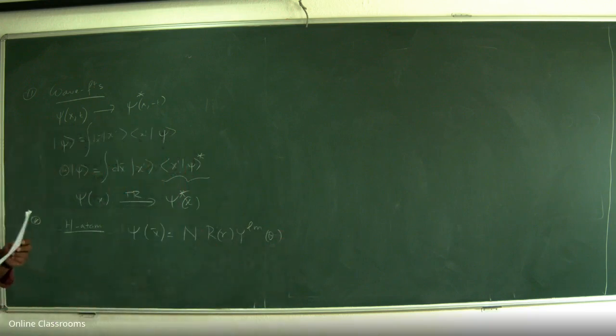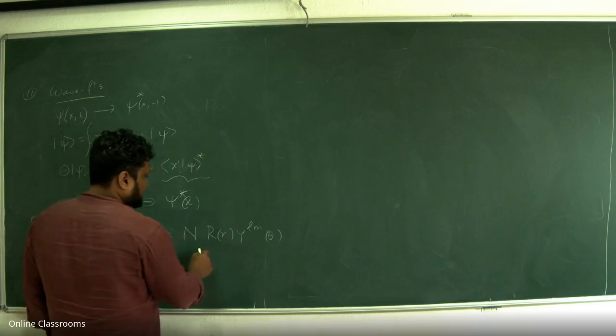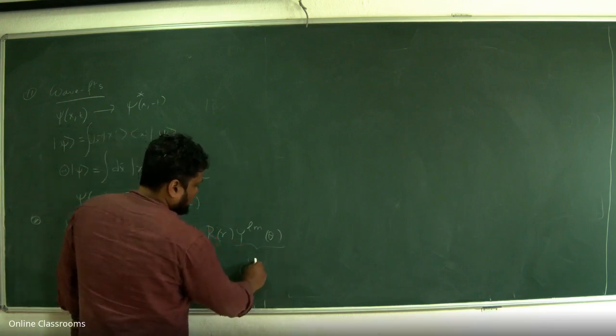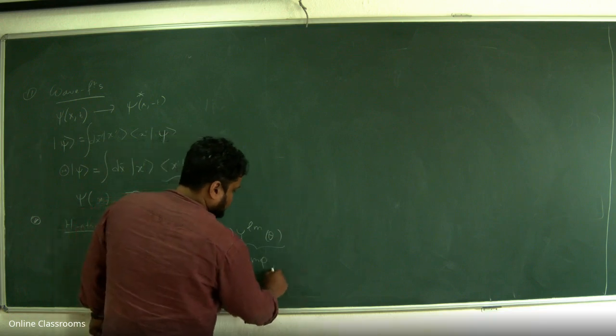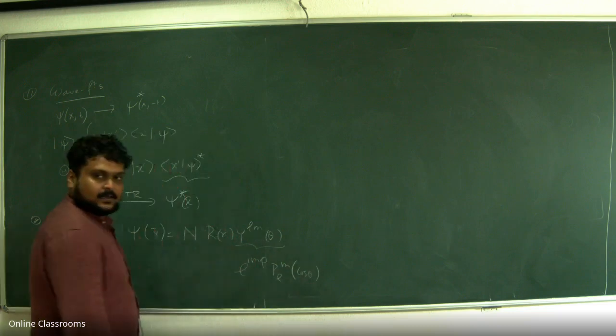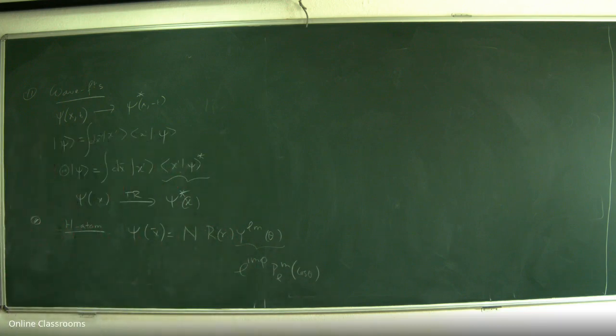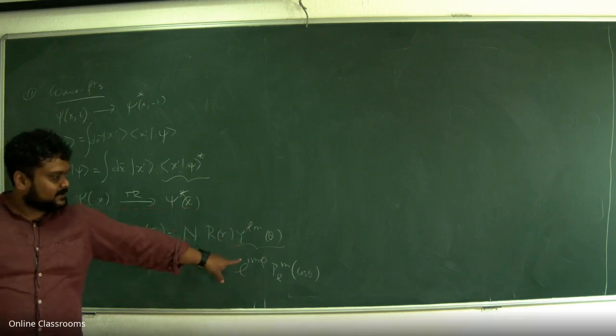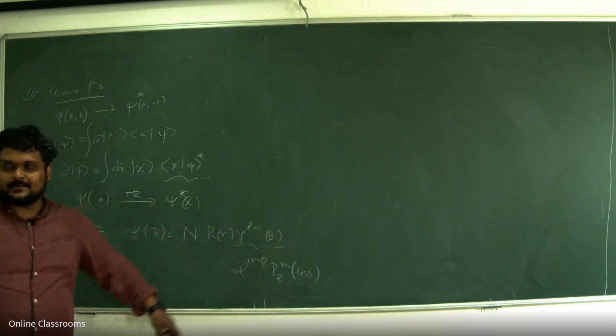okay, and Y_lm was this thing: e to the power i m phi, P_lm of cos theta, right? So how will I take the time reverse partner? One obvious thing will happen: the m will become minus m for the partner because of this, right?